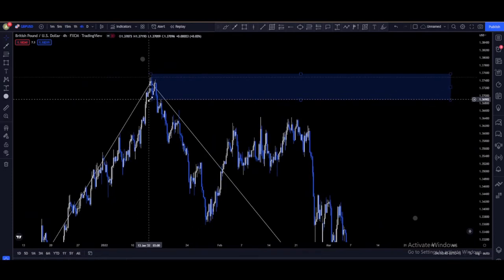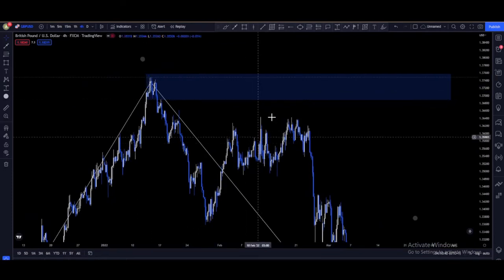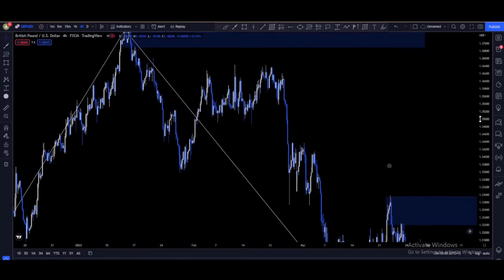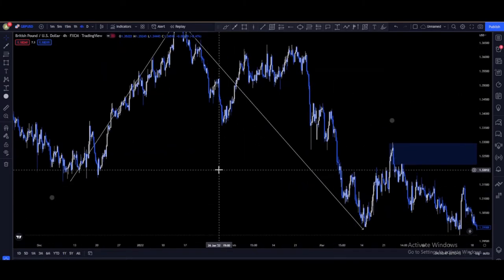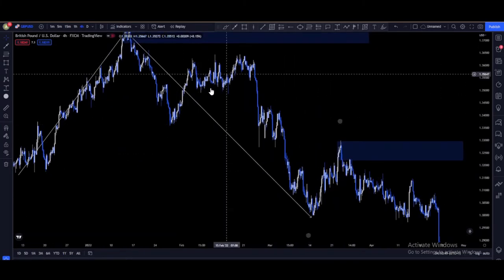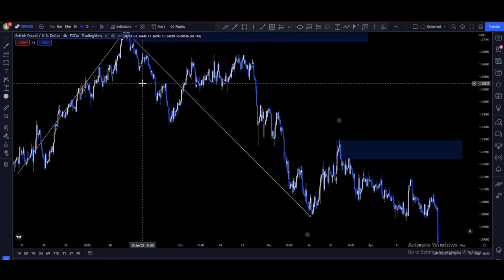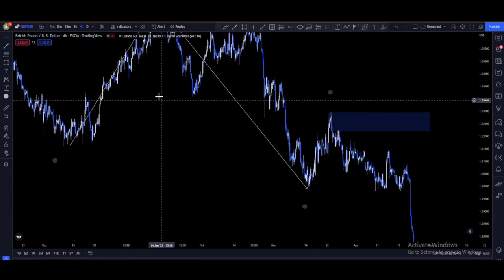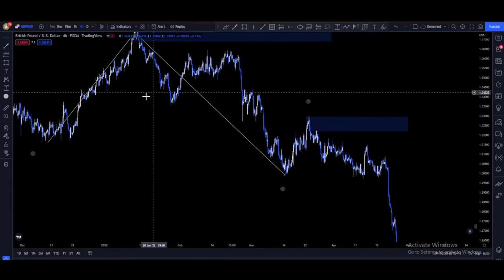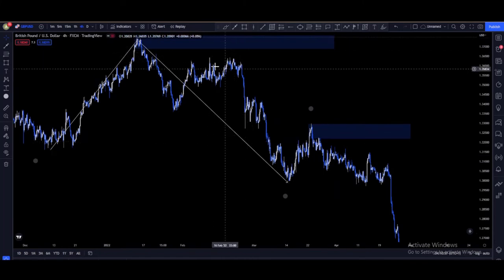So be disciplined. If price does not come into the zone, do not trade from it, because you could get false signals at times from these kinds of zones. So just avoid going out of your plan. Just wait. My plan is for price to come into my zone before I trade.